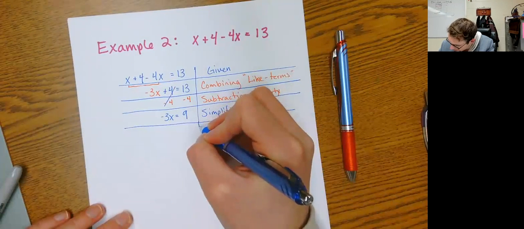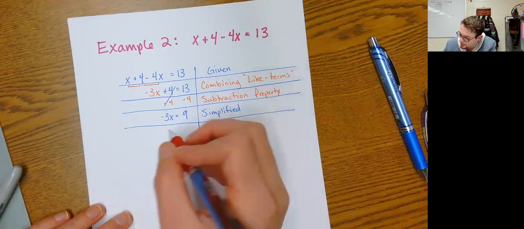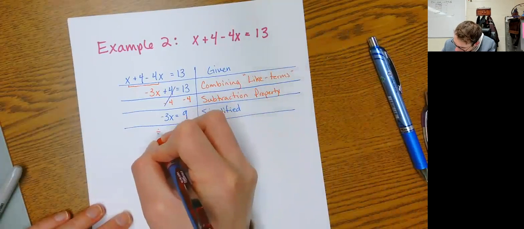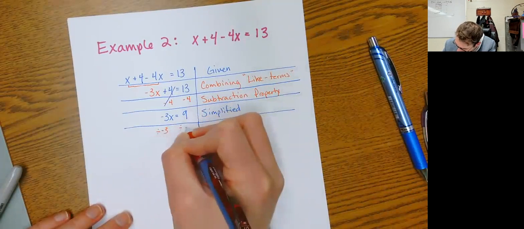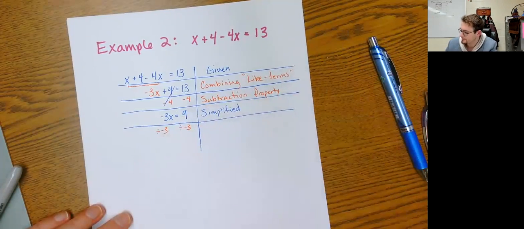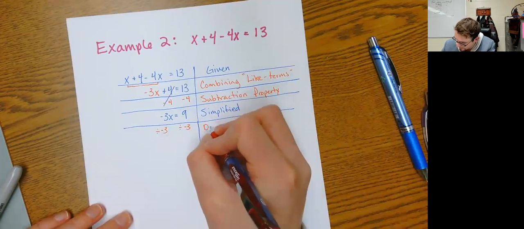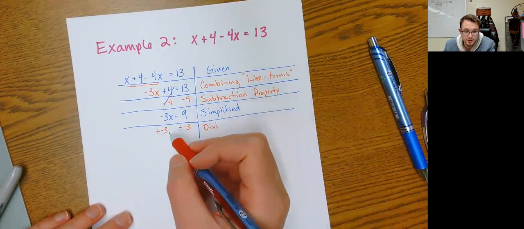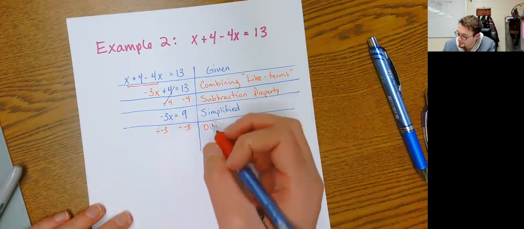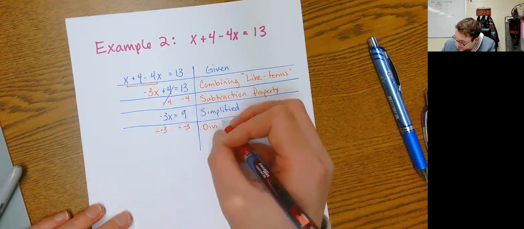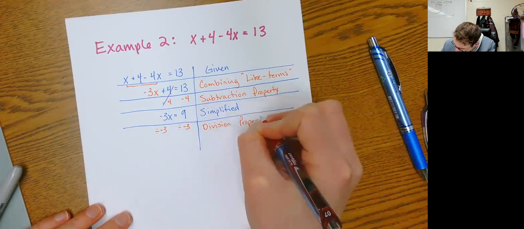Not done quite yet. Now I need to divide by 3 on both sides, actually by a negative 3. That would be the division property of equality, that you're allowed to divide both sides by the same number. So divide both sides by negative 3. So division property.